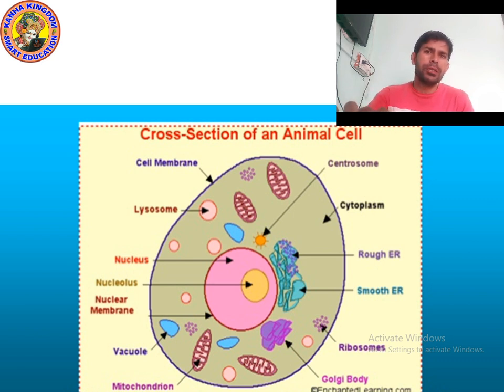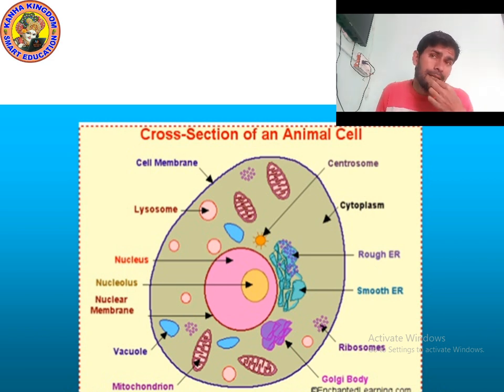Kids, whatever we studied in the previous class, first of all we will revise. So first of all, let's study about cell membrane, plasma membrane. Cell membrane is also known as plasma membrane. It is the outer covering which allows the material to move in and out. It is the outer membrane of the cell that controls the entry and exit of substances according to the requirement of the cell.